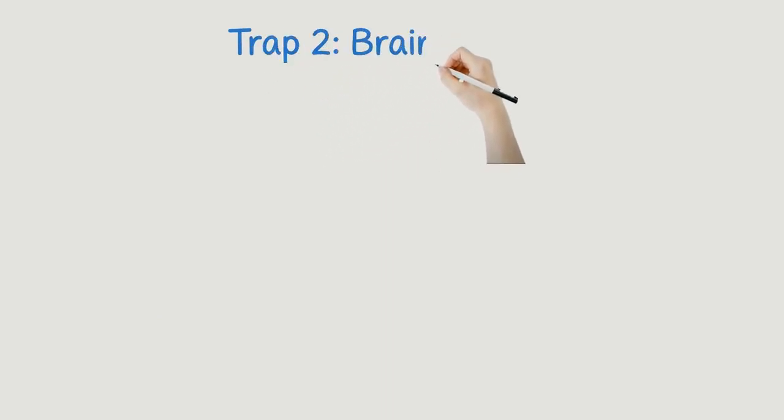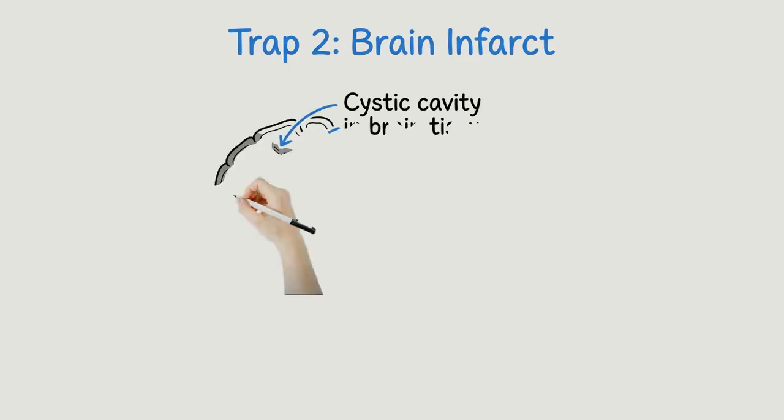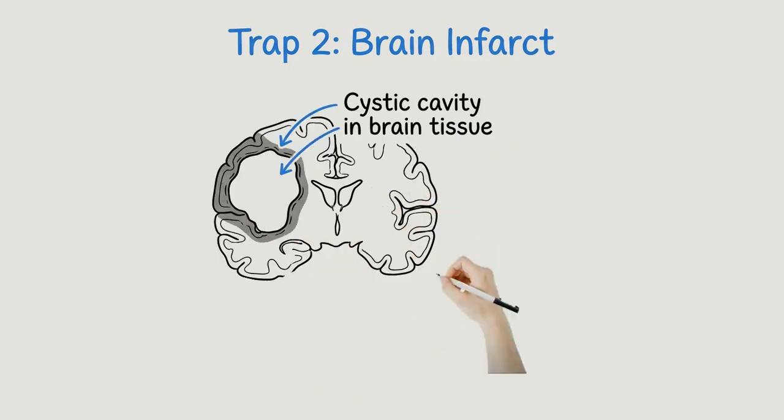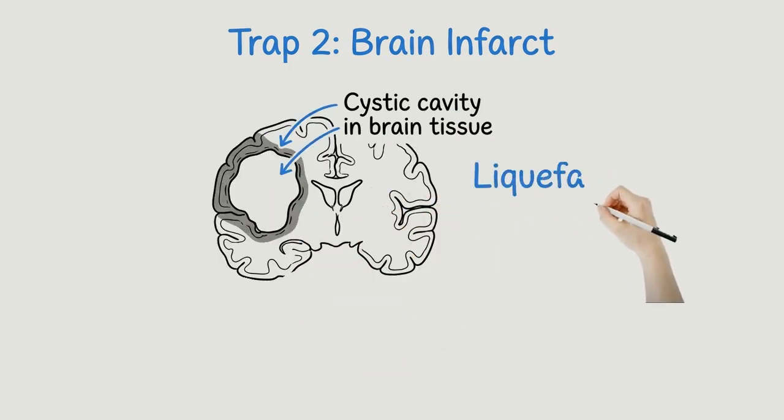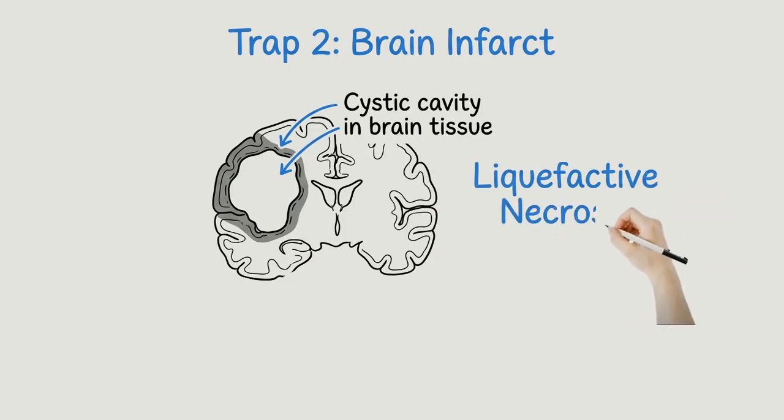Trap 2 is the brain infarct exception. A patient has an MCA stroke. 2 weeks later, brain tissue shows a fluid-filled cystic cavity. What type of necrosis is this? Liquefactive. The brain is the one solid organ exception to coagulative necrosis.